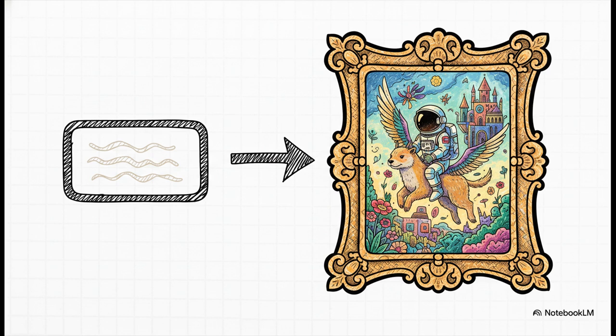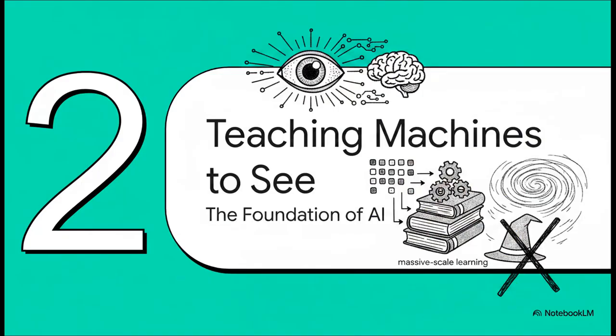The really wild part isn't just the image itself, it's the speed. What could take a human artist hours or even days now happens in seconds. It's that combination of quality and pure velocity that's completely shaking up the creative world. Okay, but how is this even possible? To get that, we have to look at the foundation.